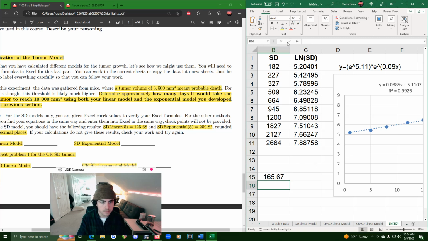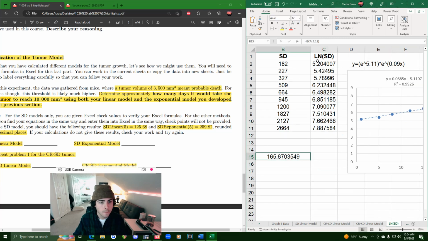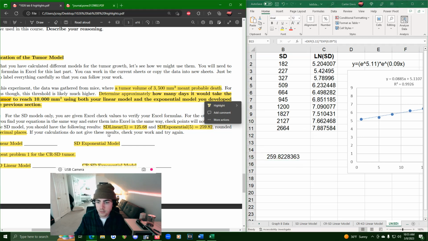All right, something's messed up. Hold up. All right, EXP of 5.11 times, oh goodness, now I can't see it. EXP of 5.11 times EXP of 0.09 times x. So 0.09 times x, which is 5. So here's the equation all together up here. This is me plugging it into the exponential version. 259.82. Hey, that matches up. Okay, so that's a safe bet.